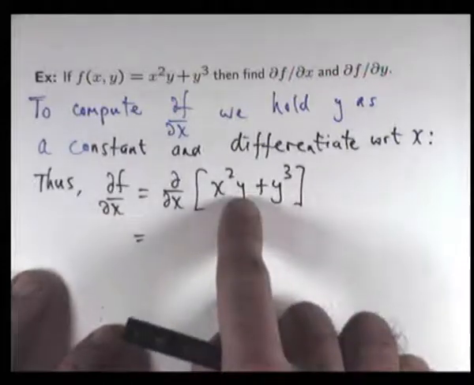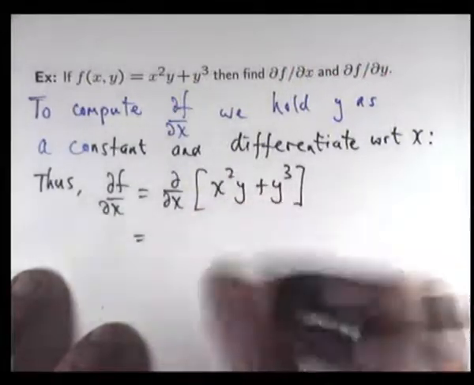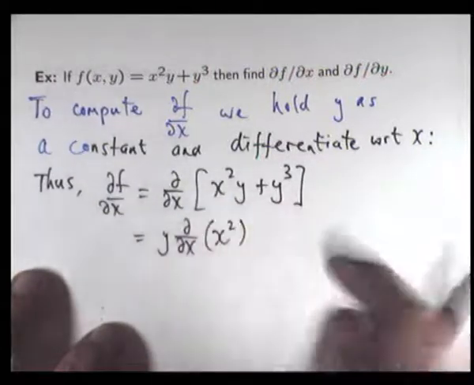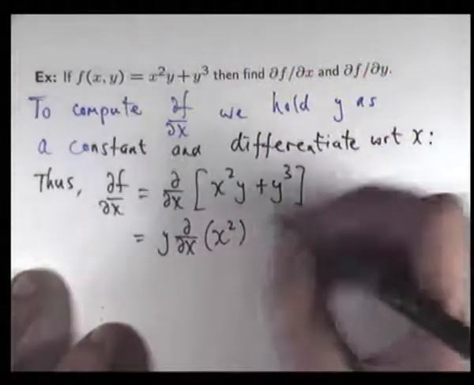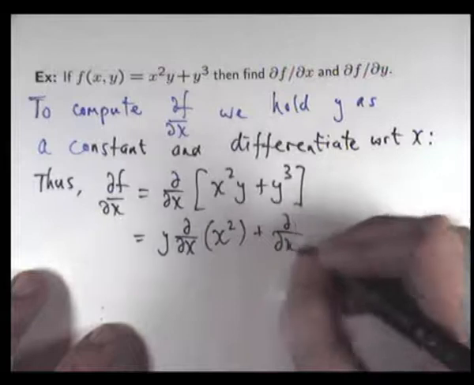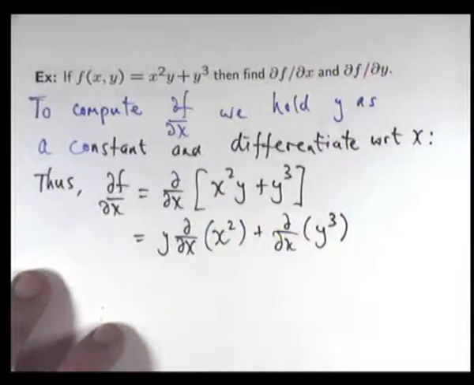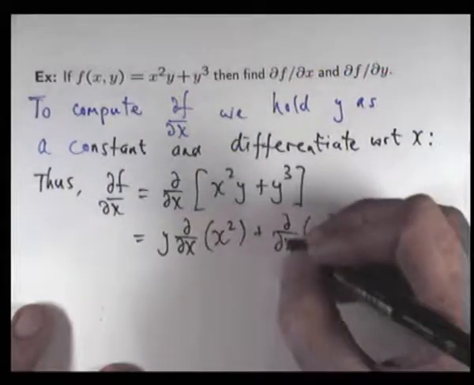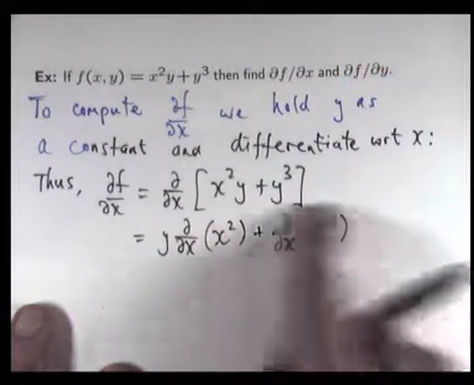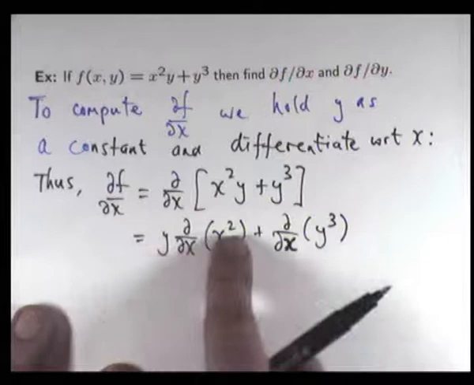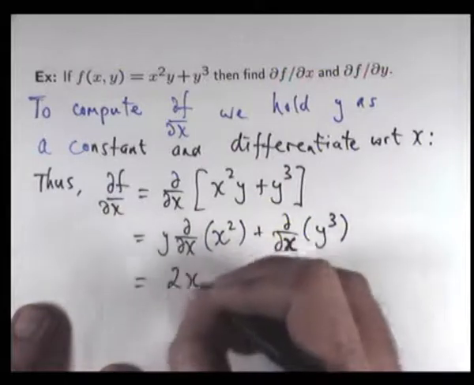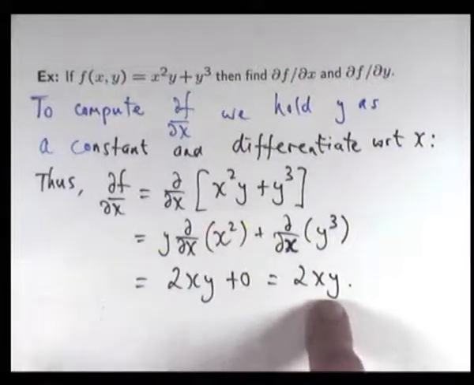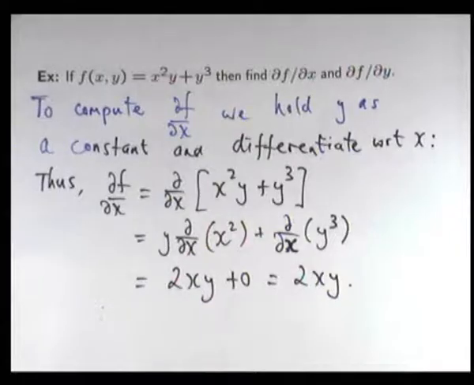Now, if y is a constant, then I can bring this first term out the front to get something like this. And this derivative of y cubed, well, y is just a constant, so y cubed is going to be a constant. If we differentiate that with respect to x, this is going to be 0, and this is going to be 2xy. Okay, so we've formed our partial derivative. Notice that it's just, again, a function of, in this case, two variables.